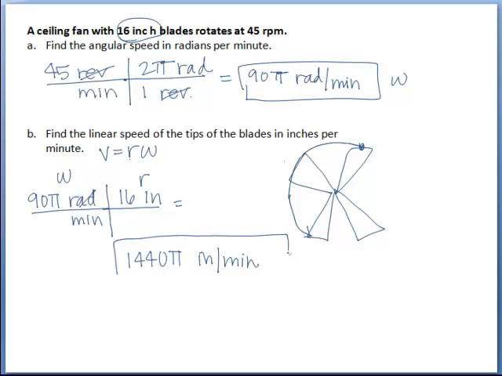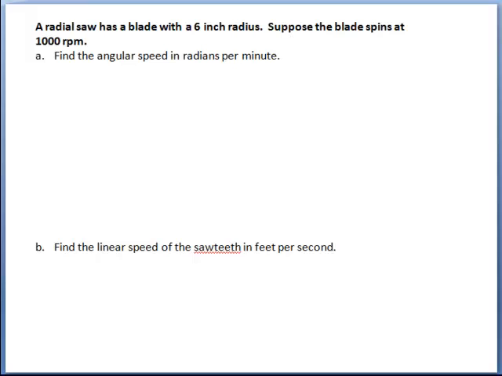So that would be the linear speed of the tips of the blades. Okay, next slide. We have a radial saw has a blade with a 6-inch radius. Suppose the blade spins at 1000 RPM. Okay, so what we need to do here is, again, to find the angular speed in radians per minute, we have 1000 revolutions per minute.